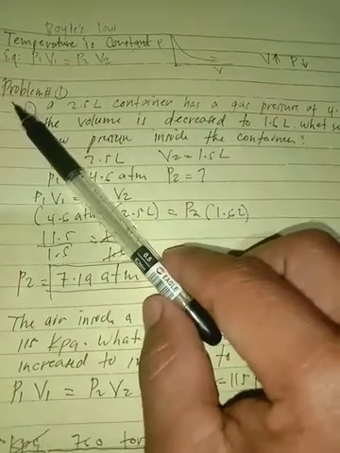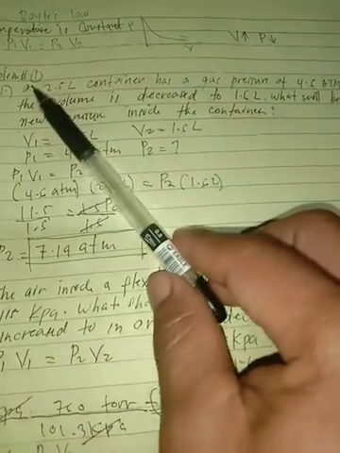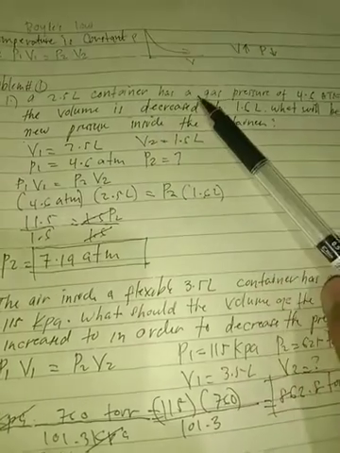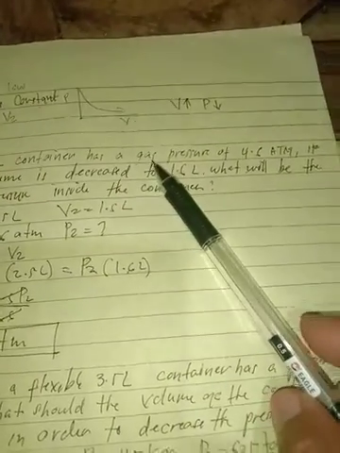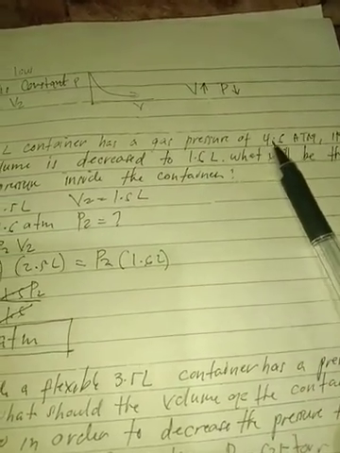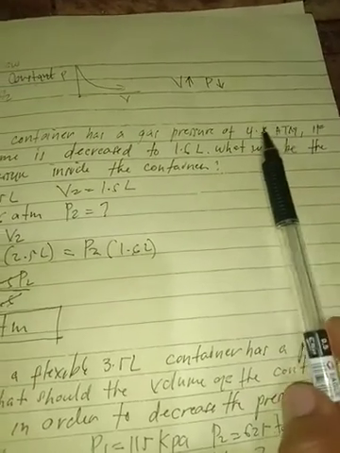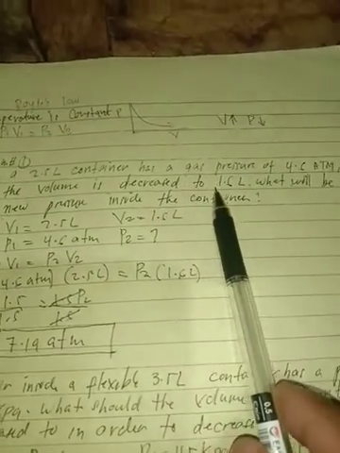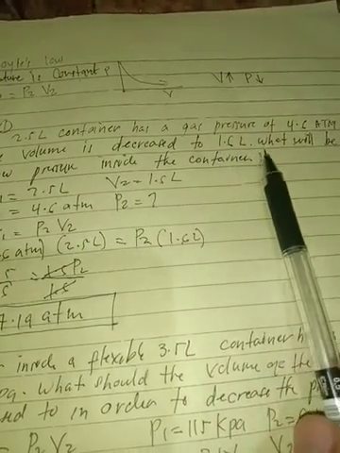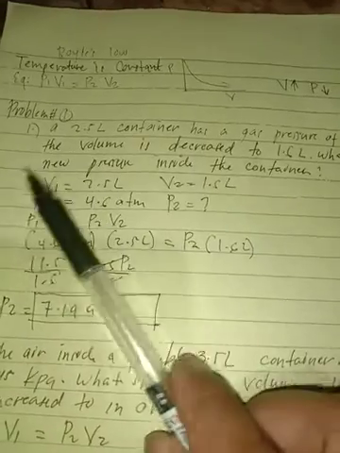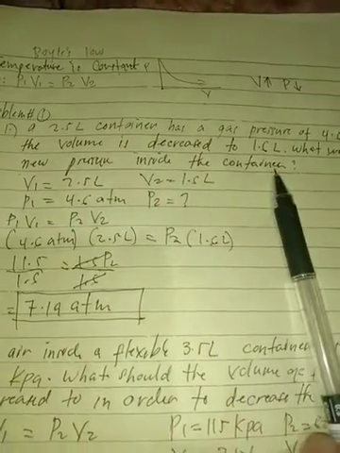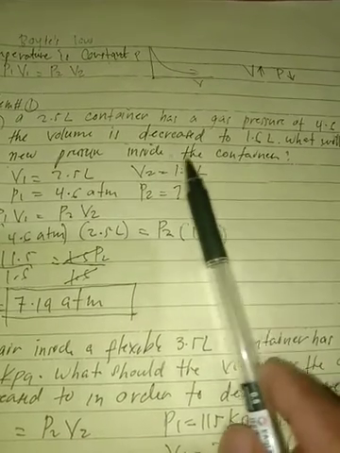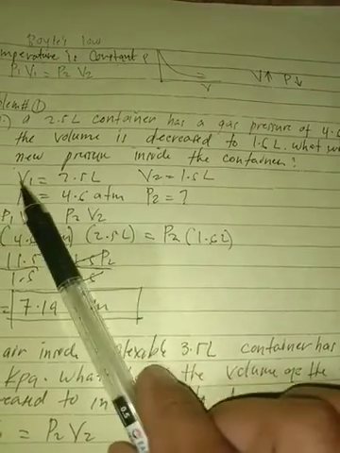So what we are going to do here is to solve this problem. Number 1: a 25 liter container has a gas pressure of 4.6 atm. If the volume is decreased to 1.6 liter, what will be the new pressure inside the container? They're asking for the new pressure inside the container. So first we are going to analyze this problem.